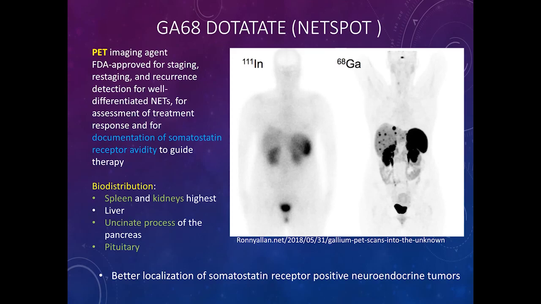Normal biodistribution of NETSPOT is quite similar to what you usually see with OCTREOSCAN because we're targeting the same receptors. And again, spleen and kidney are the hottest. Liver has moderate uptake. And interestingly, we see uptake in the pituitary gland. So no uptake in the brain, pituitary gland uptake, spleen and kidneys. That's a normal biodistribution.